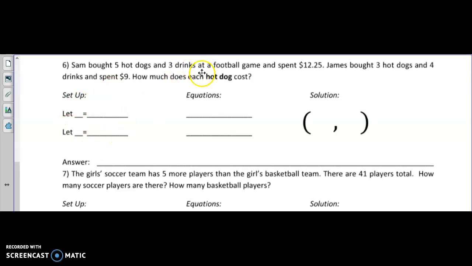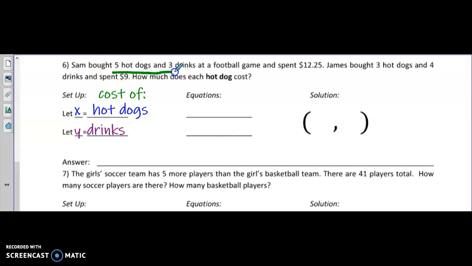So I'm looking at my setup. I'm looking for how much something cost. So it's going to be the cost of something. The 2 things I don't know are how much hot dogs cost and how much drinks cost. So I'm going to let X equal the cost of hot dogs, and Y be the cost of drinks. Again, just because hot dogs came first, that's why I called it X. When I'm reading my 2 equations, these are pretty straightforward.